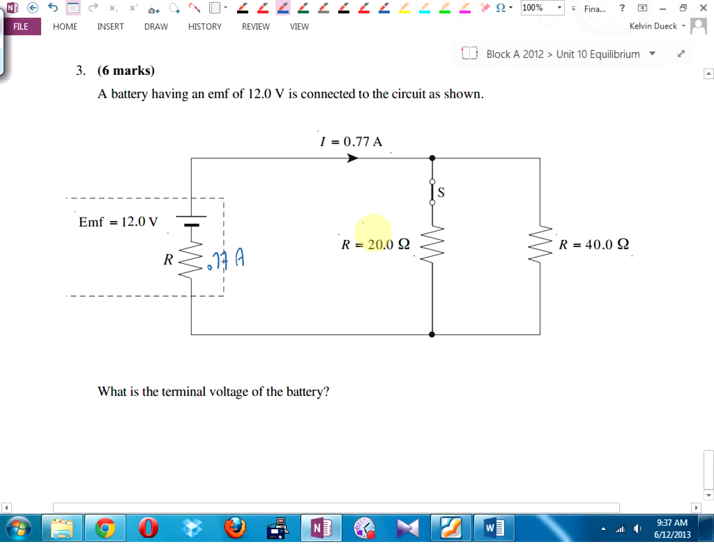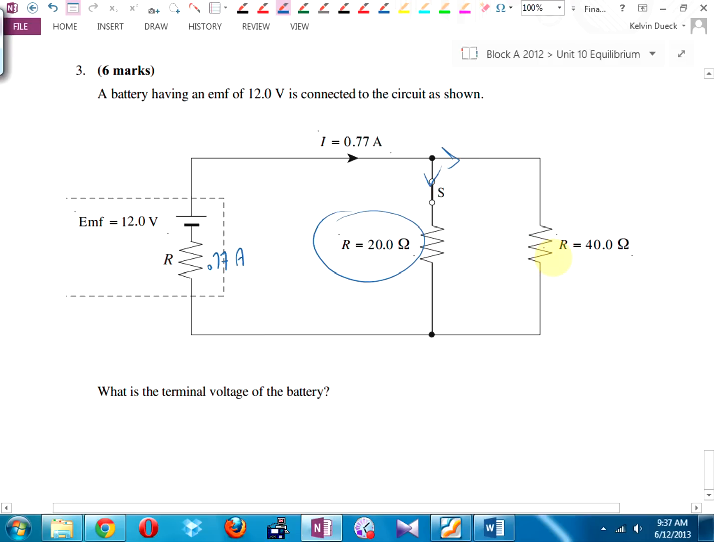Does that mean 0.77 amps is going through here? Yes or no? That's meant to be really easy, folks. No. What was current? Current was skiers. Some go this way, some go that way. They split up. So, I cannot say that's going to be that there.